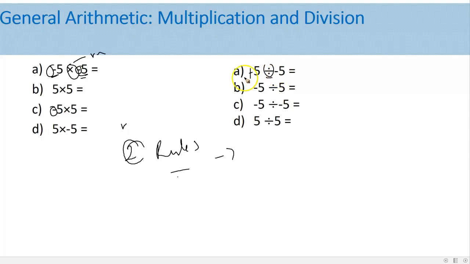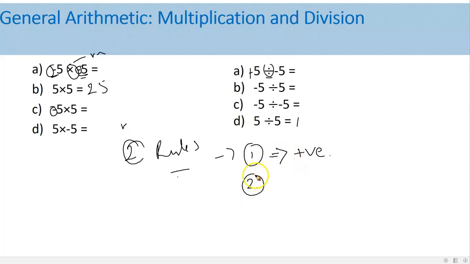Here's a positive and then here's a negative. So for instance, we know that 5 multiplied by 5 is 25, right? That's okay. And we know 5 divided by 5 is 1. The reason is rule number 1: when you're multiplying or dividing 2 numbers that have the same sign, your result is always going to be a positive number, okay?